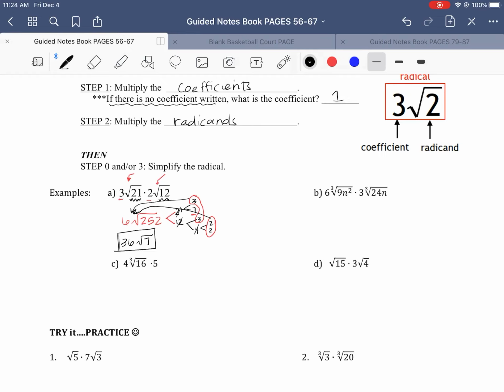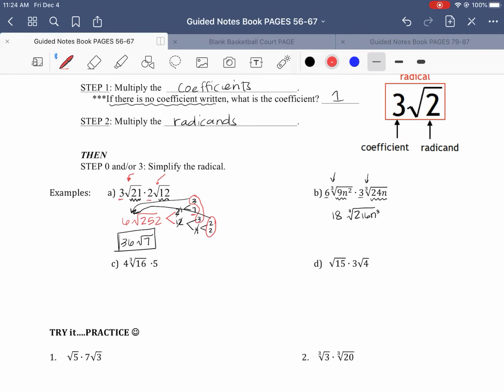Okay. Again, looking at the next one, we've got 2 cube roots here. So again, just check that your index is the same. We multiply the coefficients, we get 18. Once we do that, we multiply the radicands. So we get cube root of 9 times 24 is going to give us 216. n squared times n is n cubed.